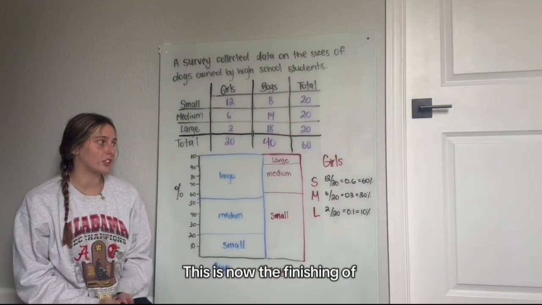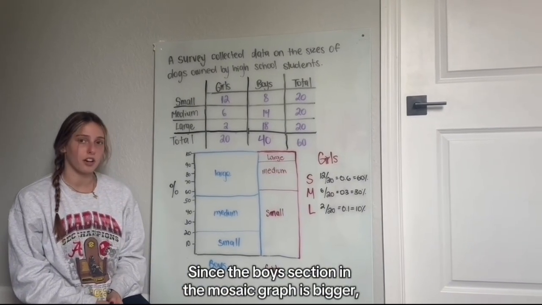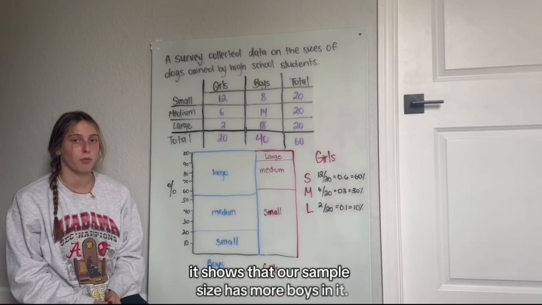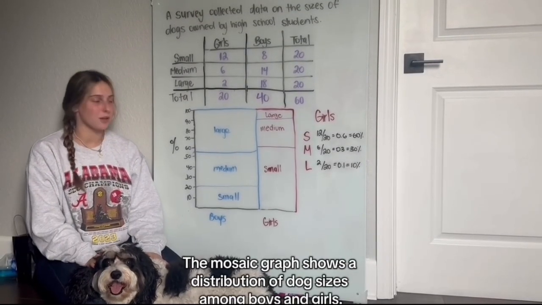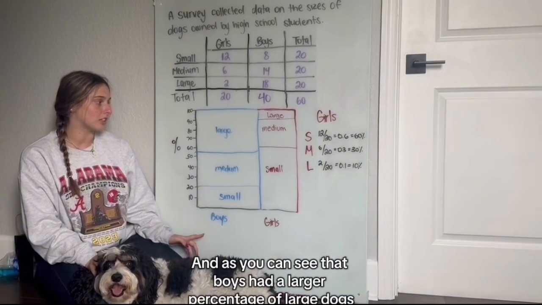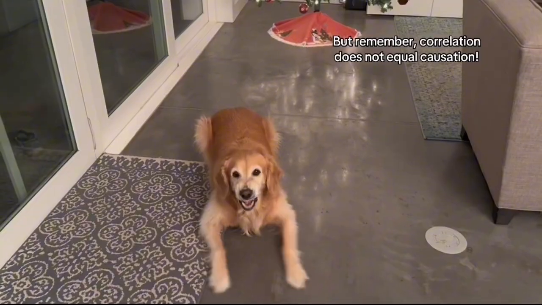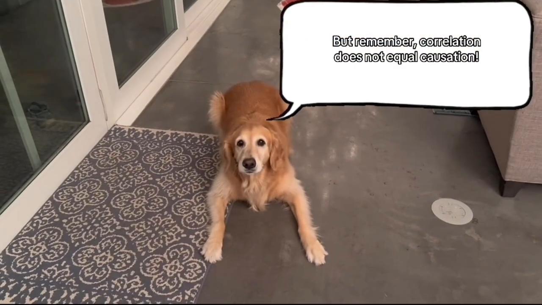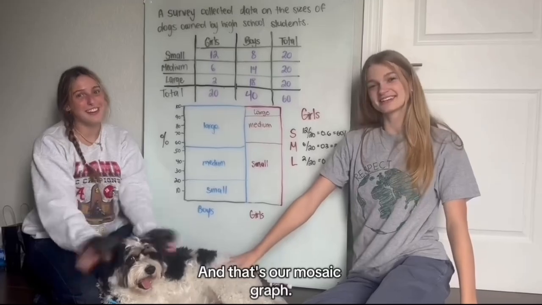Now we've finished our mosaic graph. Since the boys section in the mosaic graph is bigger, it shows that our sample size has more boys in it. The mosaic graph shows a distribution of dog sizes among boys and girls. As you can see, boys had a larger percentage of large dogs, and girls had a larger percentage of small dogs. And that's our mosaic graph.